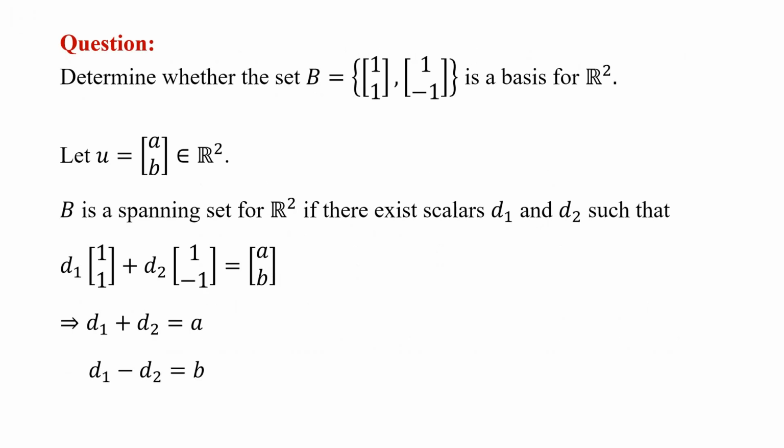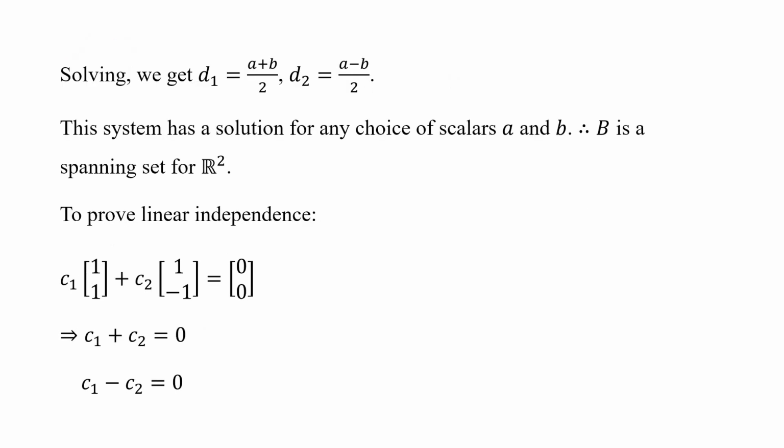So determine whether the set B equal to {(1, 1), (1, -1)} is a basis for R2. So what are the things that we have to check? We have to check that this set B is a spanning set for R2 and it is linearly independent. So you can easily check these. B is a spanning set for R2 if there exist scalars D1 and D2 such that (A, B) is equal to D1 times (1, 1) plus D2 times (1, -1). Solving these, we get D1 equal to (A plus B) by 2 and D2 equal to (A minus B) by 2. So the system has a solution for any choice of scalars A and B. Therefore, B is a spanning set for R2.